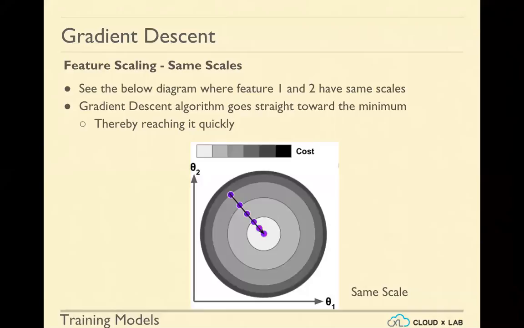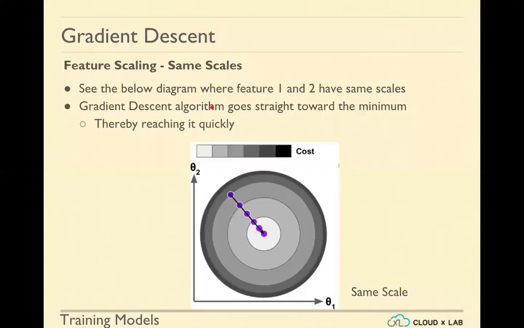Now, if the features are scaled, the thetas are also going to be very much similar to the features. Feature scaling means we bring down the features to between certain values like 0 and 1 and everything in between.